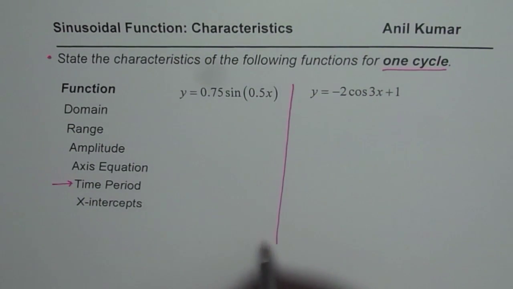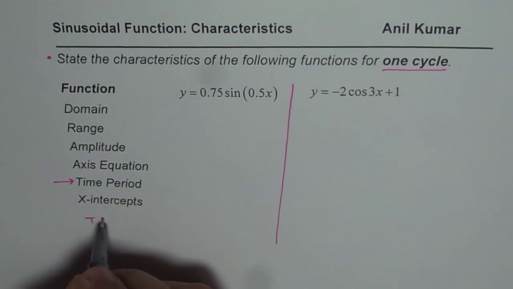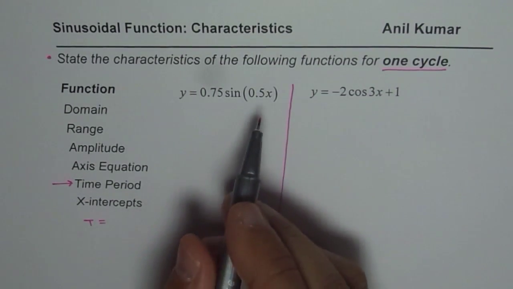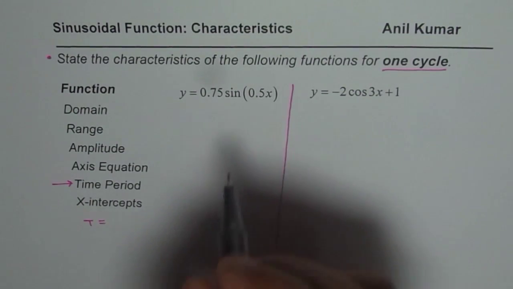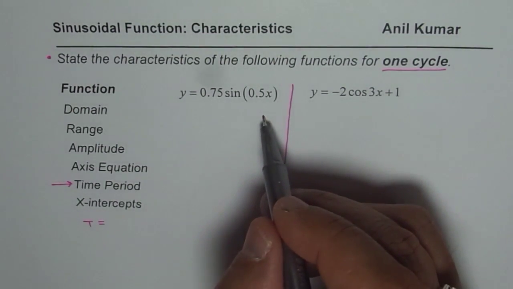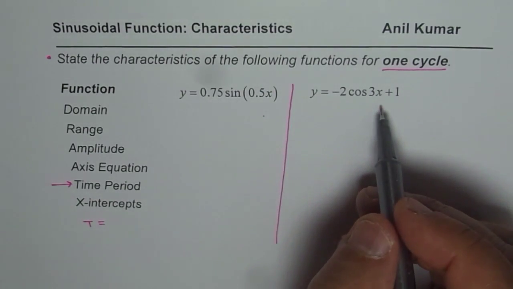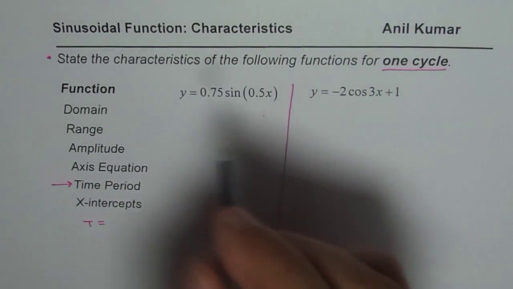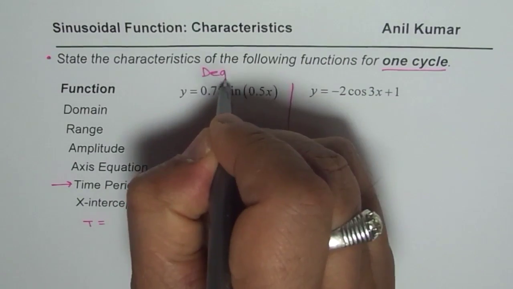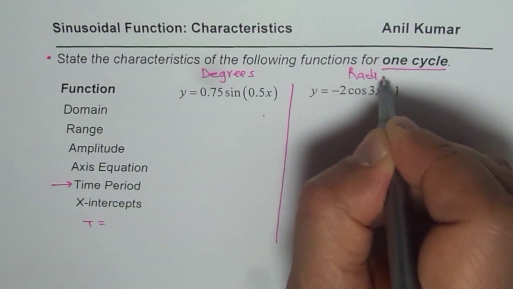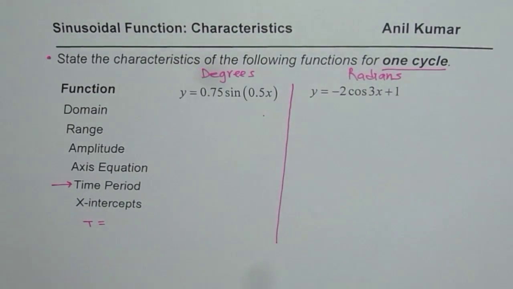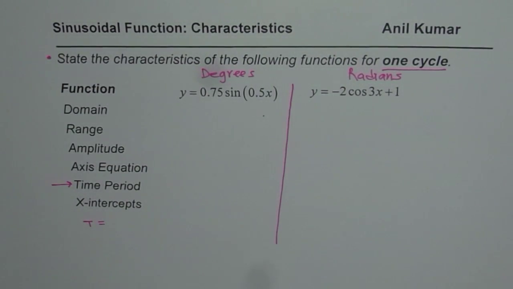So time period, let me write here, time period T equals, if you are working in degrees, so what we will do is we will work in degrees for one side and in radians for the other side. Okay, so let's do like that. So we'll do degrees here and radians this side. Now I know some of the students are not using radians, and that is the reason. Okay, so degrees on one side and radians on the other side.